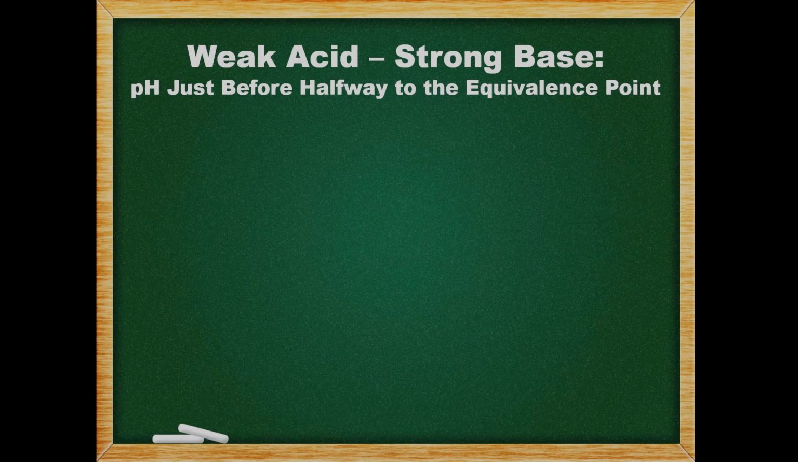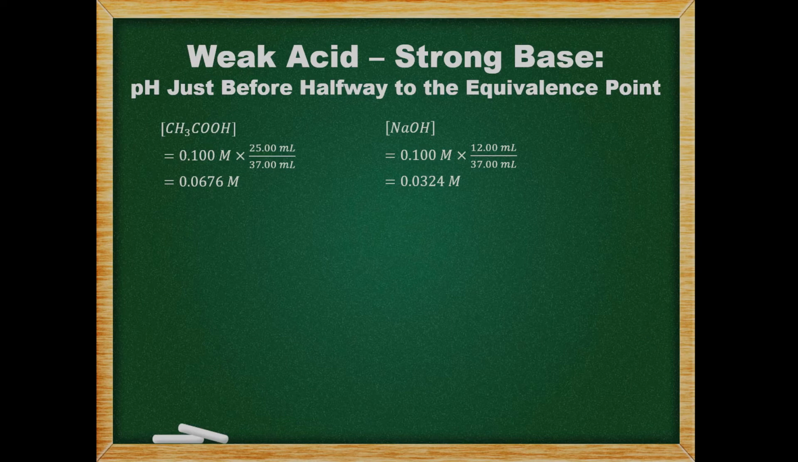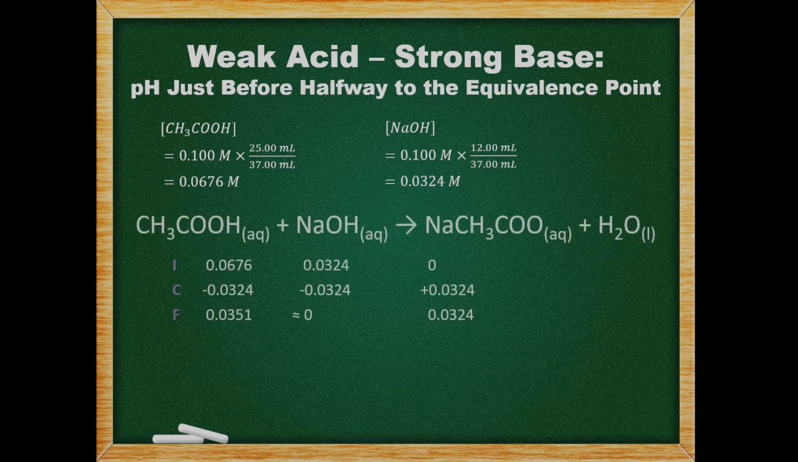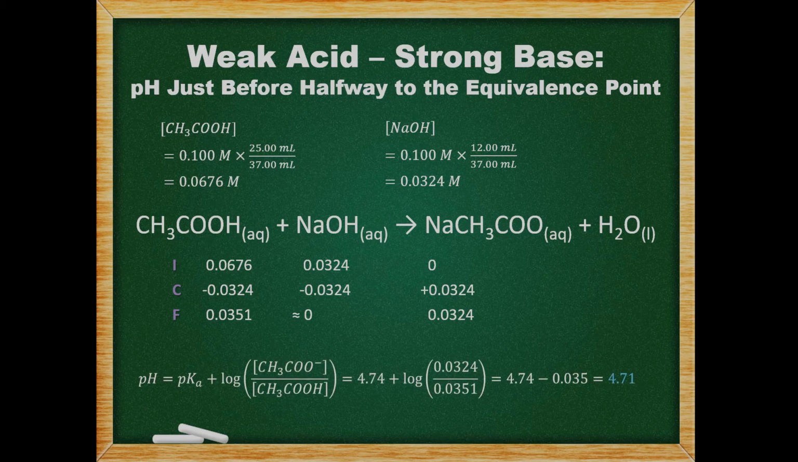To find the pH just before halfway to the equivalence point, let's say we added 12 mL of sodium hydroxide. Just like with the strong acid strong base example, we account for the dilution of the concentrations. We create an ICF table and see that the sodium hydroxide is limiting. There is now enough of the acetic acid and acetate ion in the solution that a buffer system exists. We could use the Ka expression to find the hydronium concentration and then convert that to the pH, but another way of solving this is to use the Henderson-Hasselbalch equation, since it is a buffer we are dealing with. This gives us a pH of 4.71.